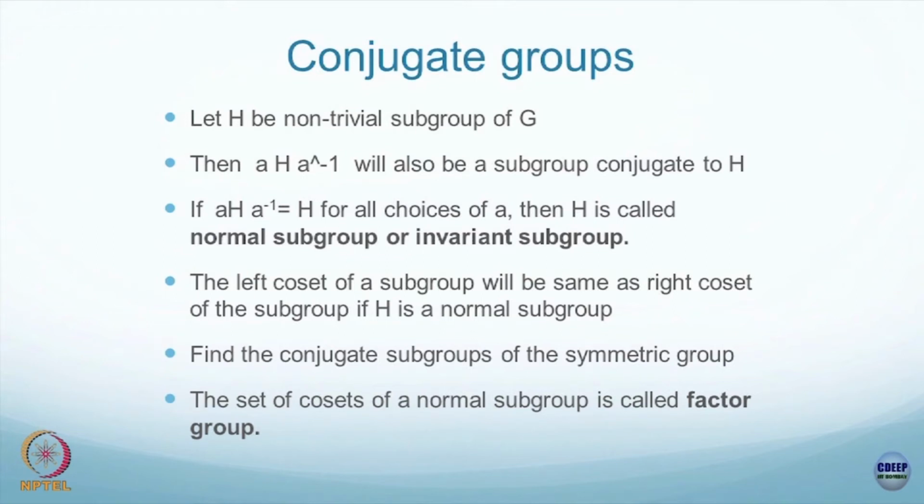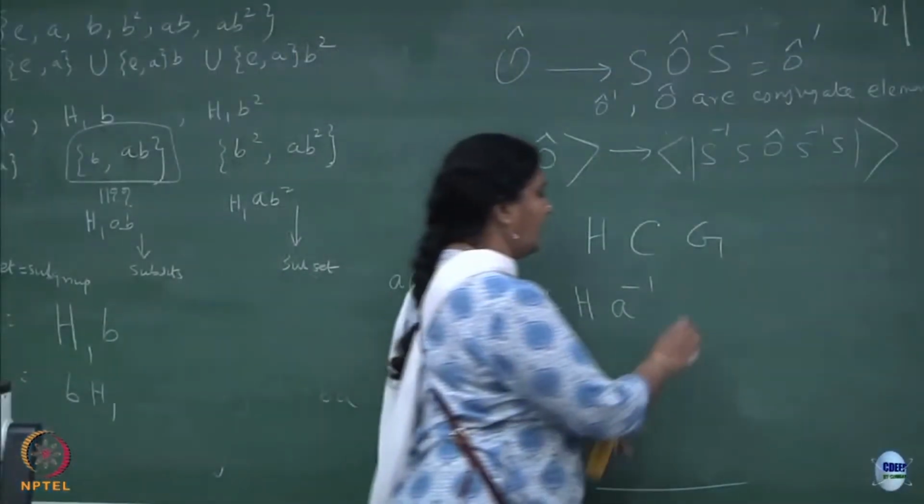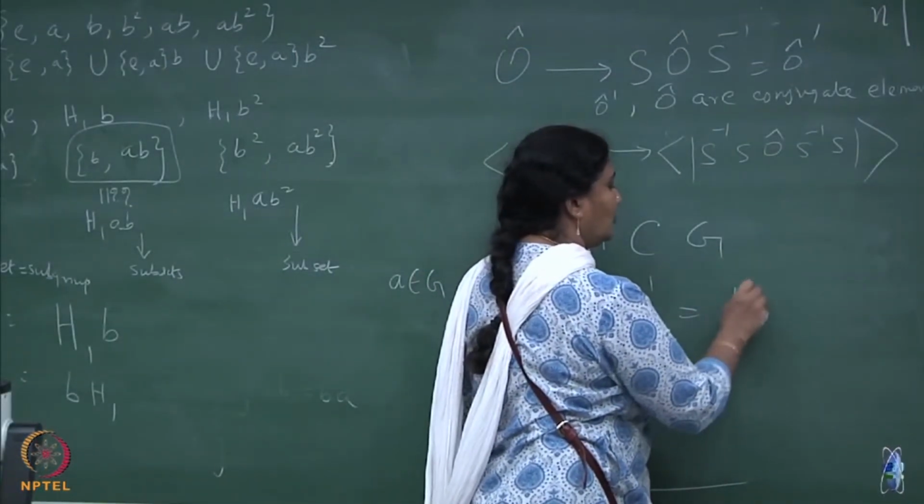G, and then take an element A, where A is an element of G. Take an element belonging to G, A H A inverse. So, this is a subgroup. What you are going to get is a new subgroup.